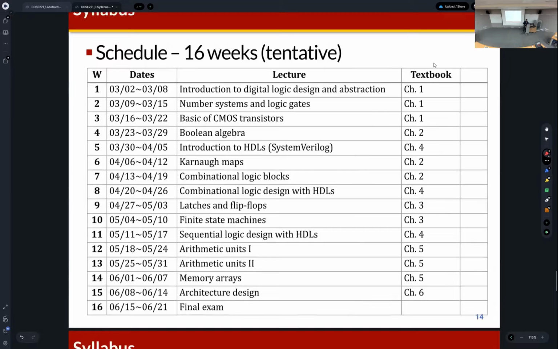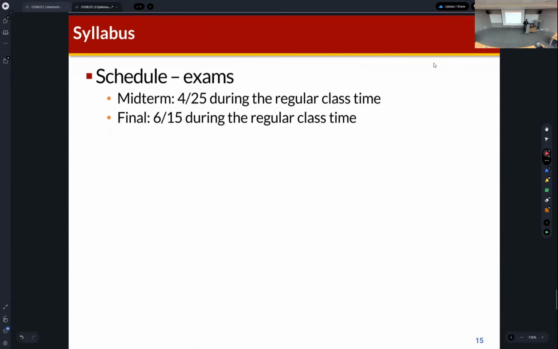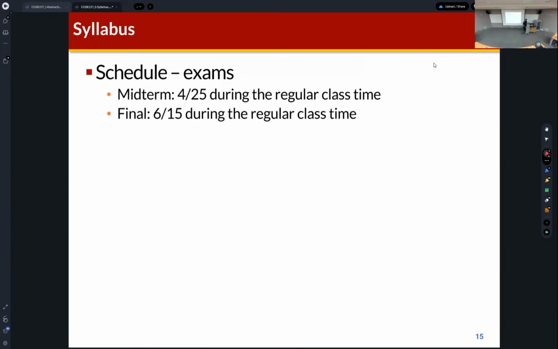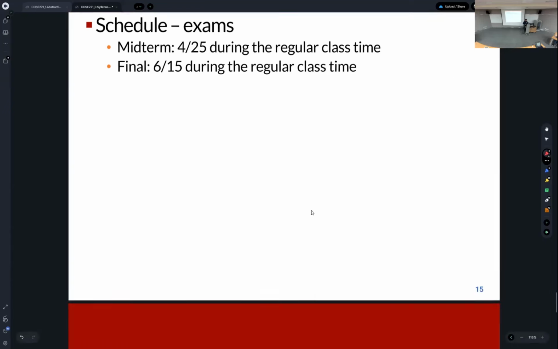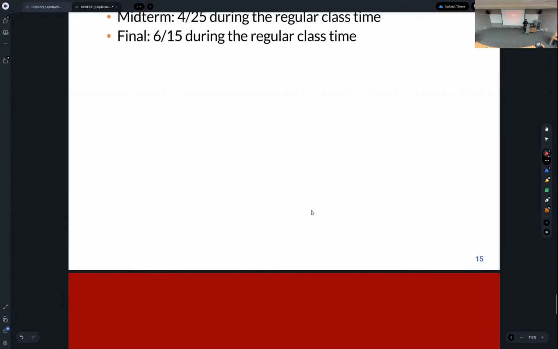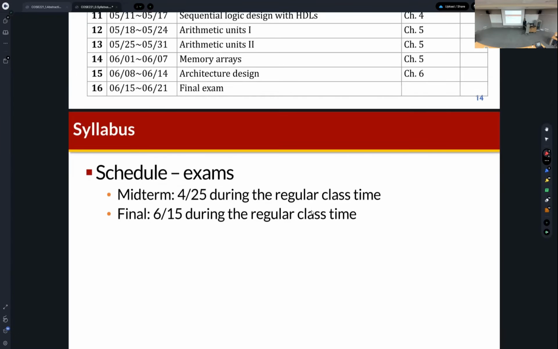So this is the tentative schedule of this course. Then this is the exam schedule. So we will take the final during the regular class time. But okay, we will take the midterm exam on April 25th, and then the final exam on June 15th. Okay. Any questions about this course?